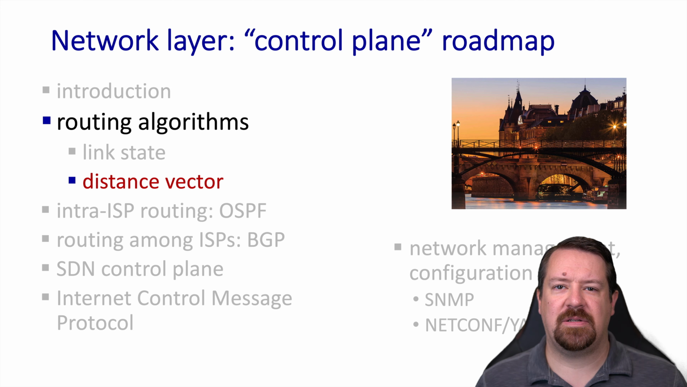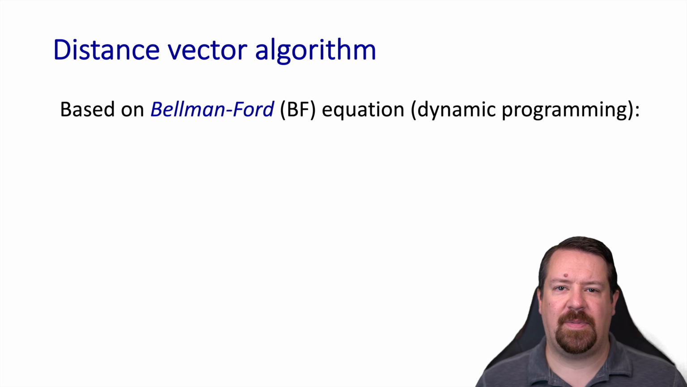Today we continue to consider routing algorithms as part of the network layer control plane. In the last video, we looked at the link state routing algorithm, and today we'll be looking at distance vector. The distance vector algorithm is based on the Bellman-Ford equation. As a reminder, routing algorithms are the formalism that defines how paths are discovered through the network. Later on, we'll look at routing protocols, which include all the implementation details needed to make a routing algorithm work in practice.